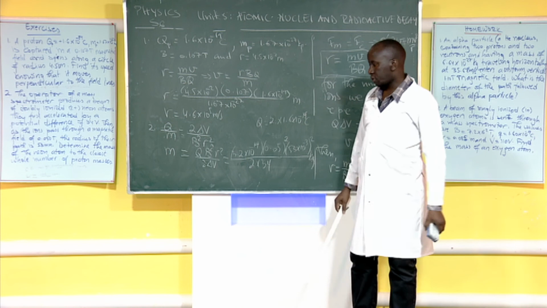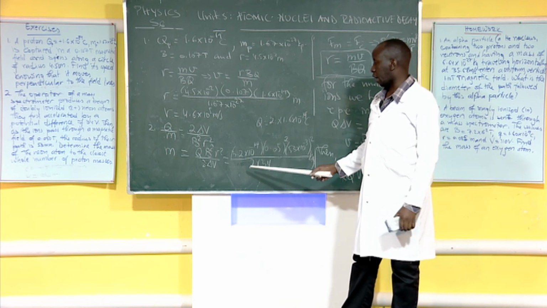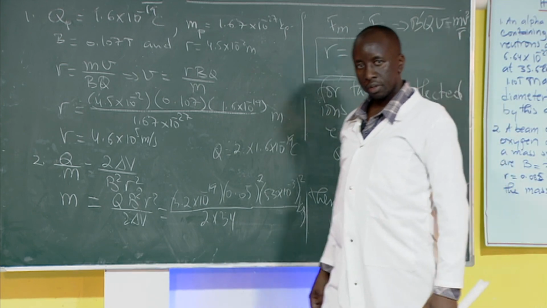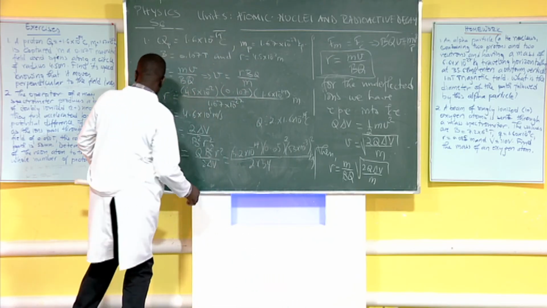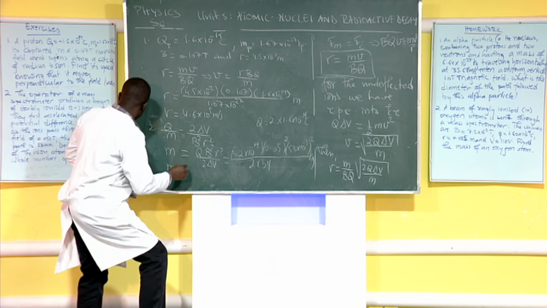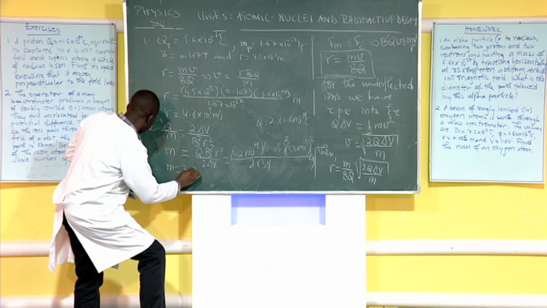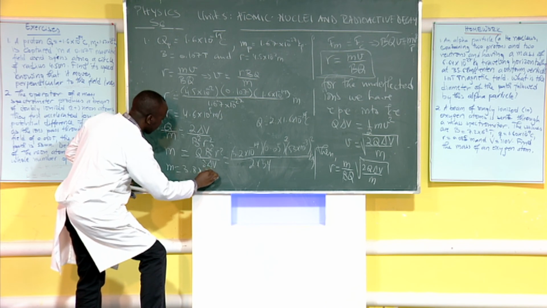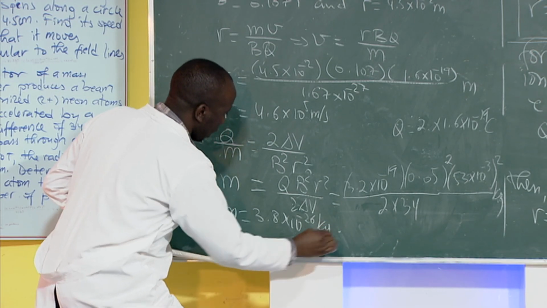Then, students, I hope that you have finished calculating this mass. What did you find? I hope that you have found that the mass here equals 3.8 times 10 power minus 26 kilogram.